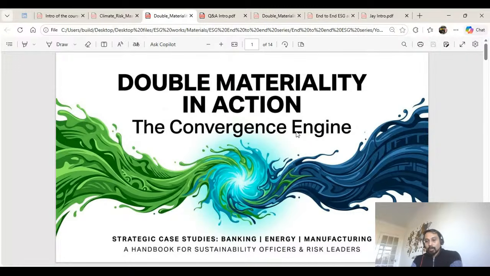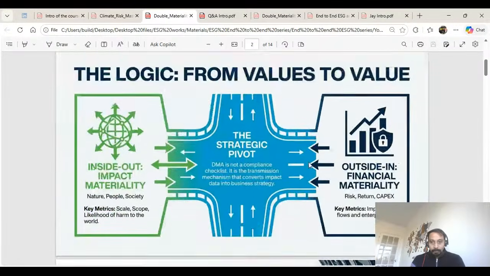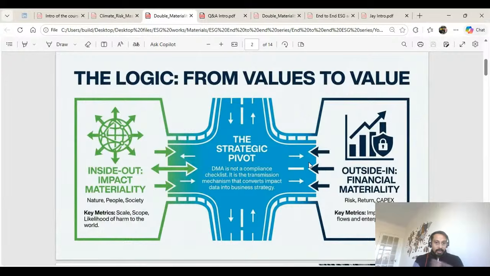So as I mentioned, we are going to see the case study. The double materiality in action: I made a case study presentation. We will quickly see how double materiality happens across the whole end-to-end journey for the banking, energy, and manufacturing sectors. For case study one, which is the banking sector, before that, we can just quickly revise what we have done.